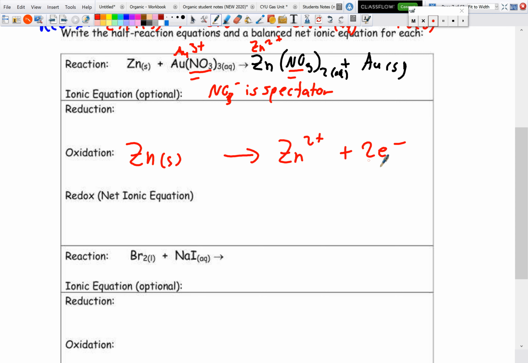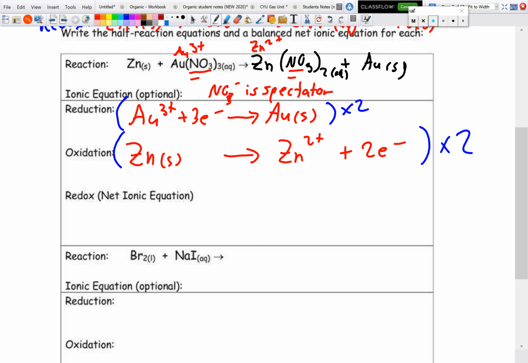So mass is balanced, and by charge, I need to add 2 electrons on that side, and my reduction is going to be my gold. In order for Au3 plus to go to Au solid, we need to gain 3 electrons. So in this example, we have 3 electrons and 2 electrons, same thing as the other, we need to find the lowest common multiple. So for our gold, we're going to have to multiply this by 2 so we can get 6. And we're going to have to multiply this one by 3, so we can get 6.